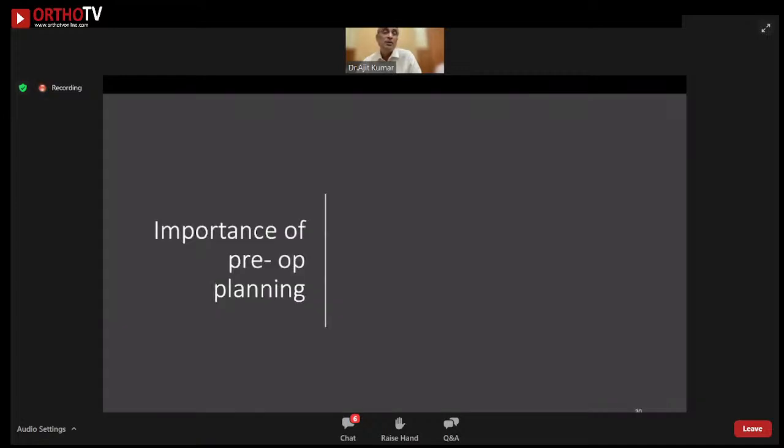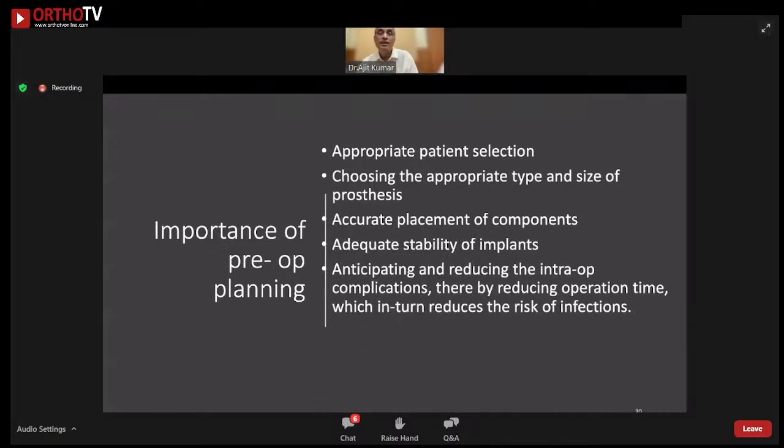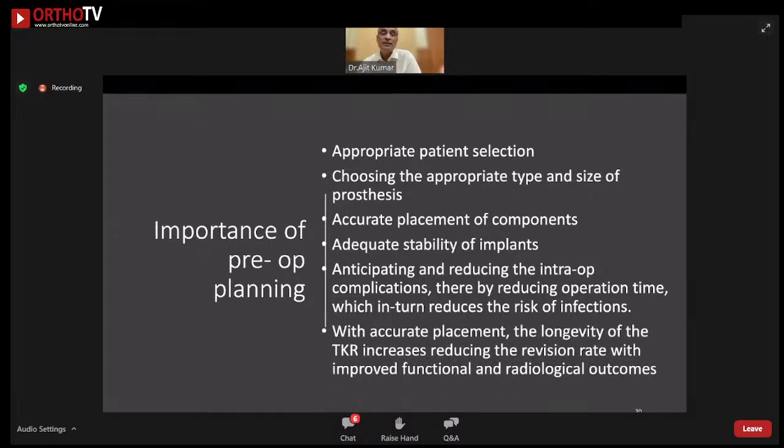So coming to the take-home messages, we need to select our patients appropriately. We need to choose the appropriate type of implant and prosthesis, place it accurately, as will be discussed in subsequent talks, achieve stability, and by anticipating all these problems, you minimize the complications. You tell your team in the theater what your expectations are so that they are also prepared. And this reduces the time for surgery, reduces the rate of infection. So with accurate placement, the longevity of total knee replacement increases, reducing the revision rate with improved functional outcome and also the radiological outcomes.